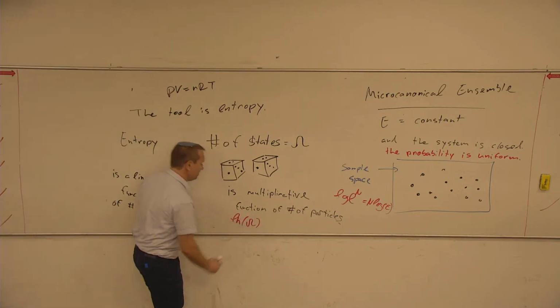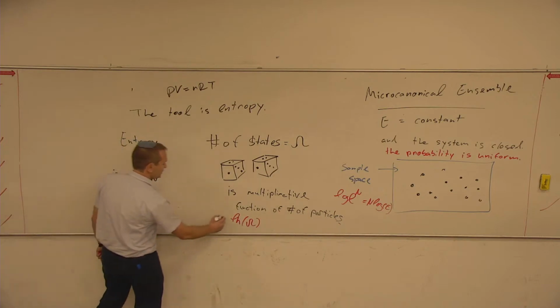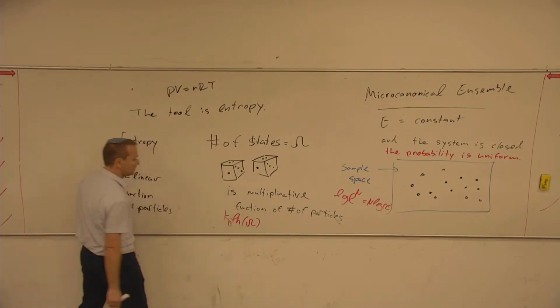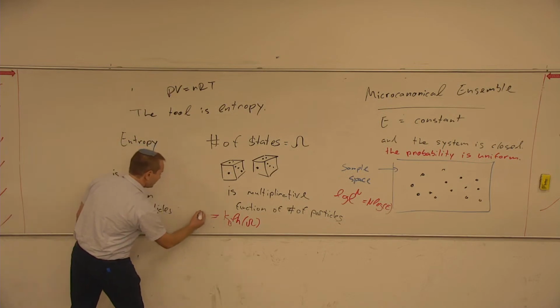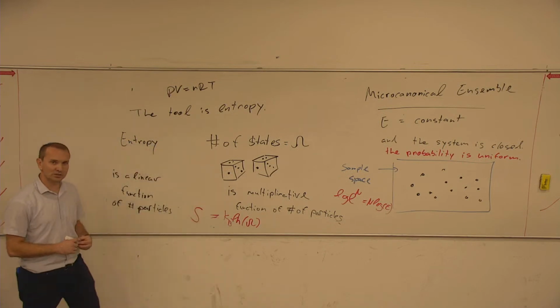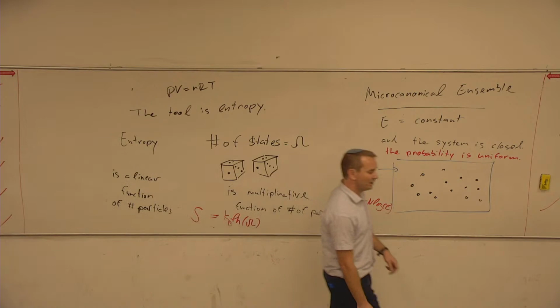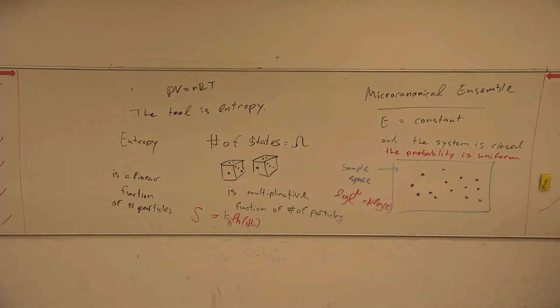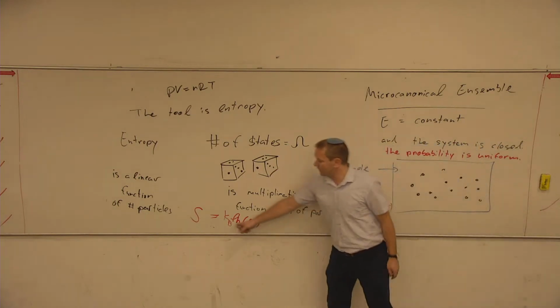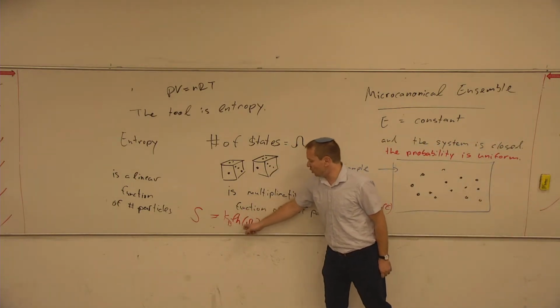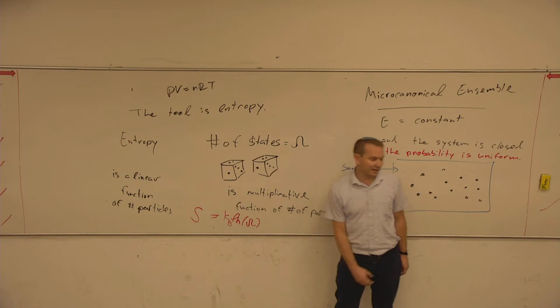Right? So in order to get a linear function of the number of particles, I take a ln of omega, and I multiply it by a specific scale, let's call it k Boltzmann. And this is S. So this is how I define the entropy, and I will prove it more generally for any ensemble later. But for the microcanonical ensemble, the entropy is just the log of the number of states multiplied by k Boltzmann.